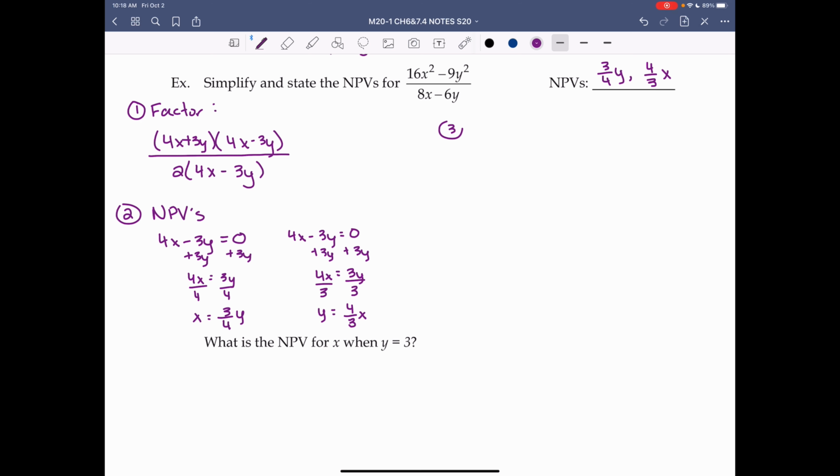Step 3, reduce our factored form, (4x plus 3y) times (4x minus 3y) over 2 times (4x minus 3y). We can divide out the common factors of 4x minus 3y. We are left with 4x plus 3y divided by 2.